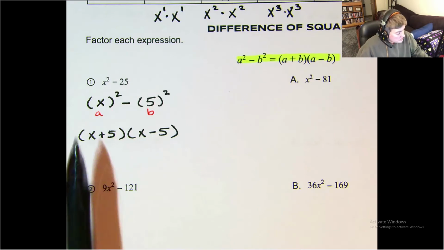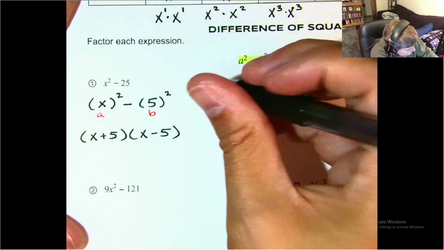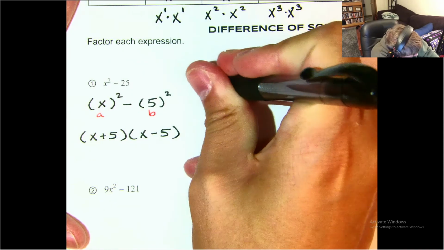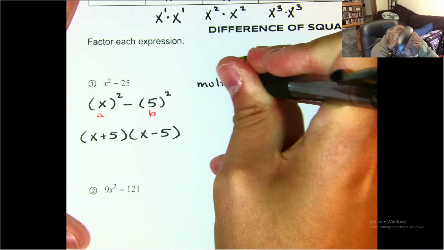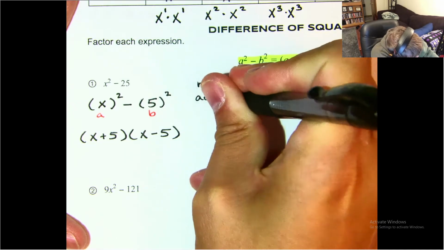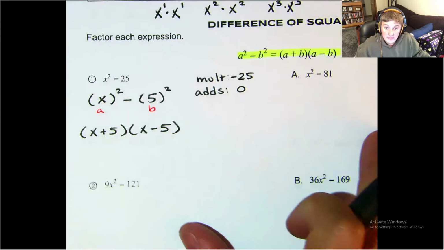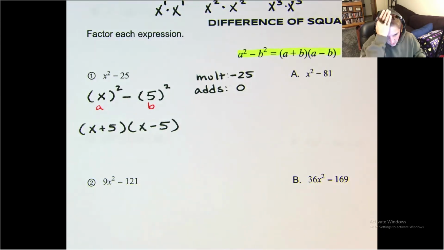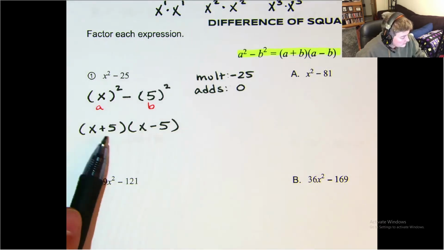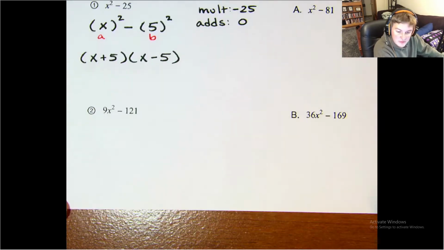When the a value is 1, you can still think of this as, hey, what multiplies to negative 25 but adds to 0? Because there's no x term, that means our b value is 0. So what two numbers multiply to negative 25 but add to 0? Well, it's 5 and negative 5. Okay, let's move on to 2.